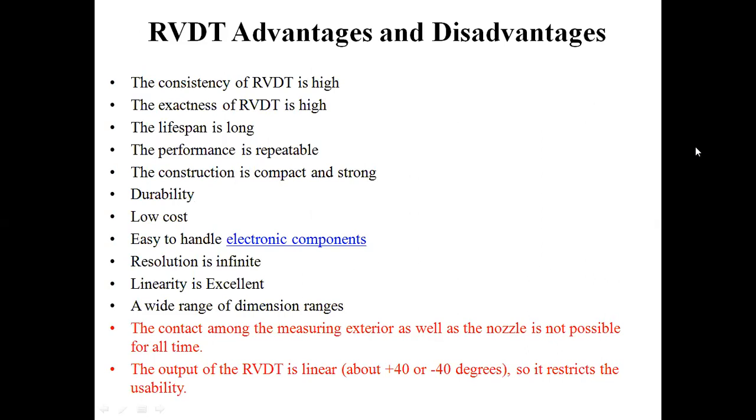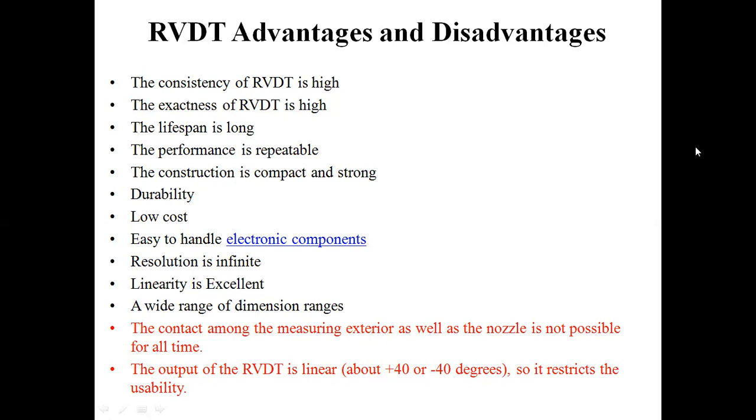The next thing we have to discuss is the advantages and disadvantages. When you talk about advantages, the reliability of RVDT is high, the accuracy of RVDT is high, and the lifespan is also long. The performance will be repeatable. The construction is compact and strong. We'll have durability and low cost. It is easy to handle with electronic components, where the resolution will be infinite. The linearity will be excellent, and it has a wide range of dimension ranges.